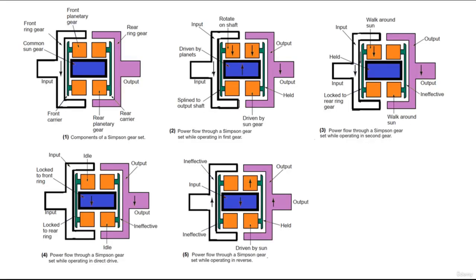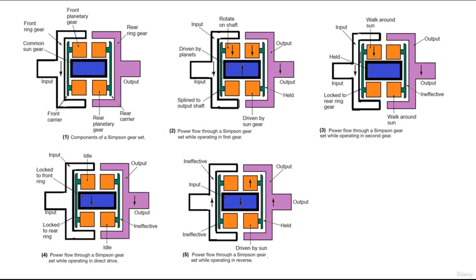The typical power flow through a Simpson gear train when it's in neutral has engine torque being delivered to the transmission's input shaft by the torque converter's turbine. No planetary gear set member is locked to the shaft. Therefore, engine torque enters the transmission but goes nowhere else.